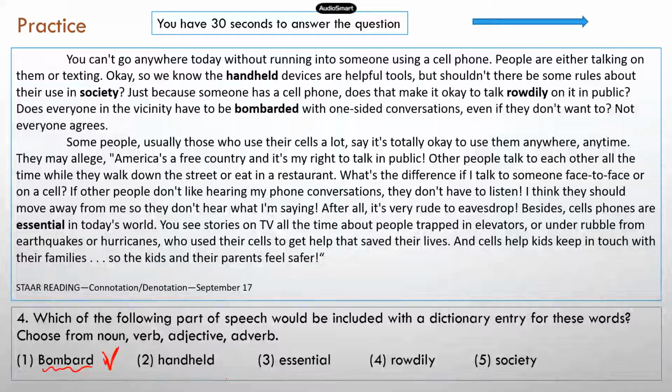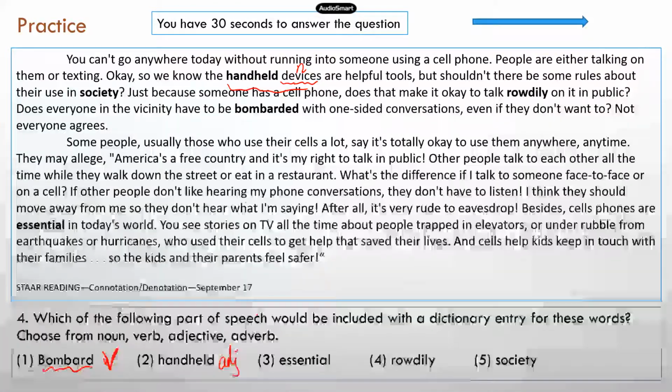Number 2, handheld. So it's over here, handheld devices. So handheld is used to describe devices, which is a noun, right? So devices, this is a noun. So handheld is an adjective. It's used to describe a noun.